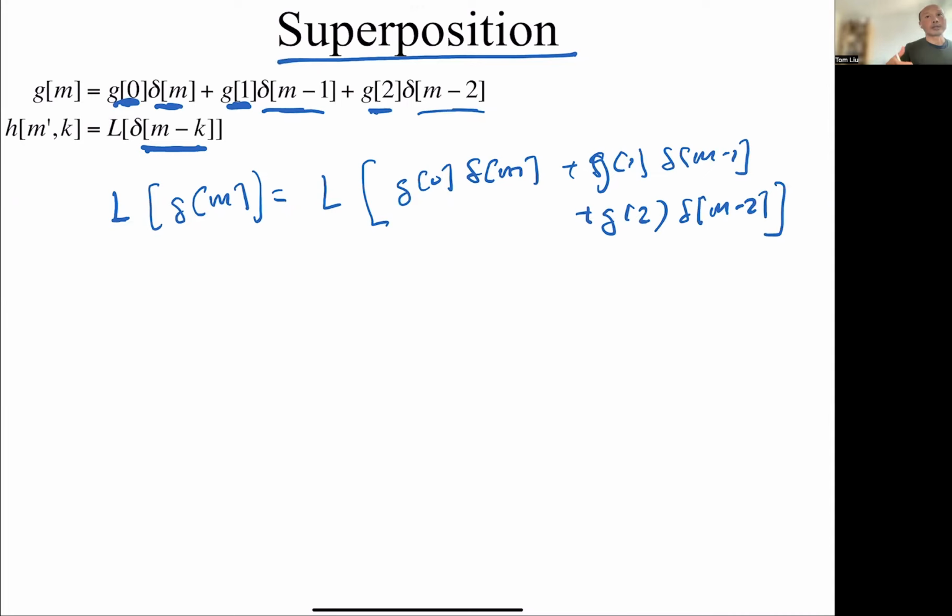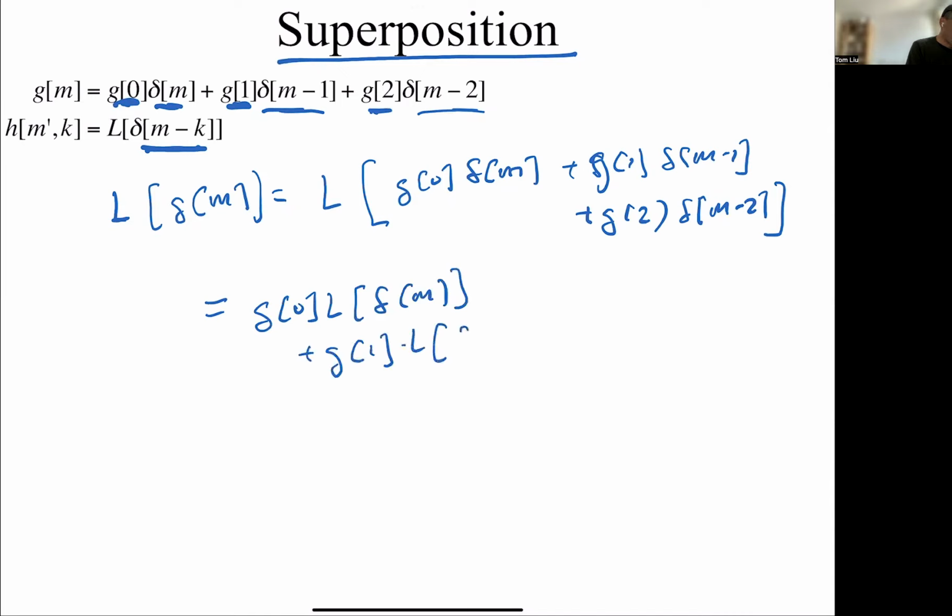Now, remember, it's a linear system. So I have my inputs as a weighted sum of things. And so I should be able to write my output as a weighted sum of the outputs to each of these responses. Since it's a linear system, I should be able to write my output as g sub 0 times the response to the first one, plus g sub 1 times the response to the second one, plus g sub 2 times the response to the last one.